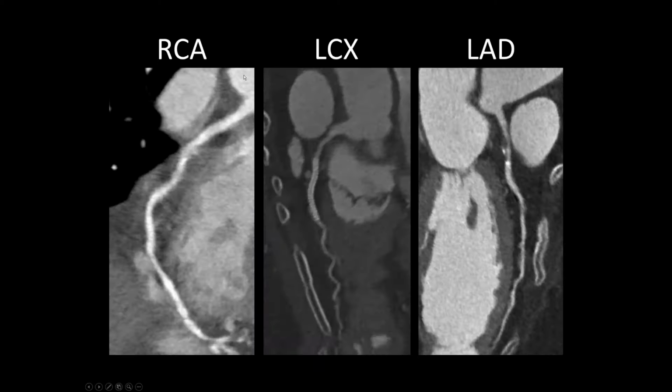So we did this test, and here you see some still images from it, and you can see the right coronary still looks widely patent. The left circumflex has this stent in place, and you can actually see the lumen in between, so it's a very nice image where you can see the lumen in between.